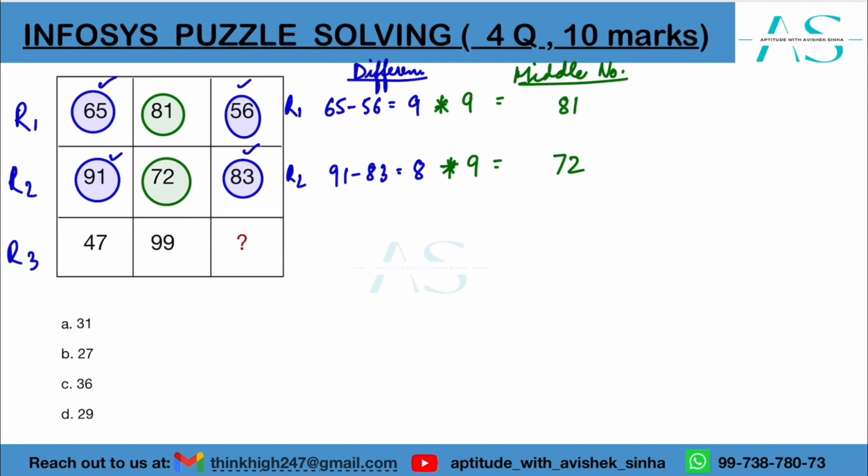Now let's start with the next one. R3, we have 47 minus what? So I'm taking it as y. This should be whatever the value is multiplied with 9. This should give me 99, the middle number. Just think of it. What could be multiplied with 9 to get to the value of 99? It should be 11. And 47 minus what should give you 11? A value which should be lesser than 47. So it is 36.